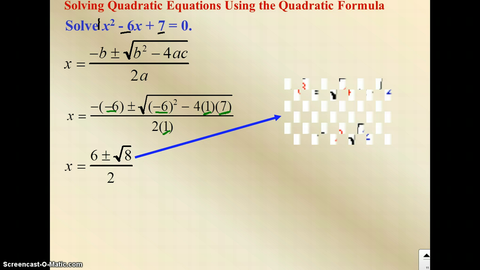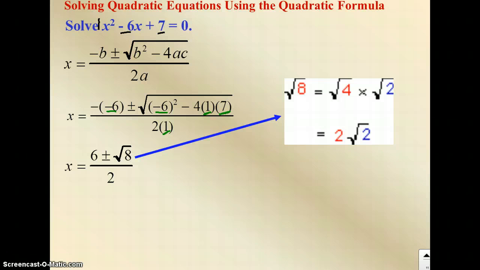Simplify, and negative 6 squared is 36, minus 28 gives us this radical 8. All right, so again, we simplify radical 8, write it as two radicals. One's a perfect square. Square root of 4 is 2. There's no square root of radical 2, so radical 8 is the same as 2 radical 2.